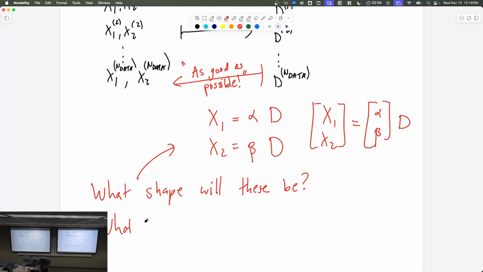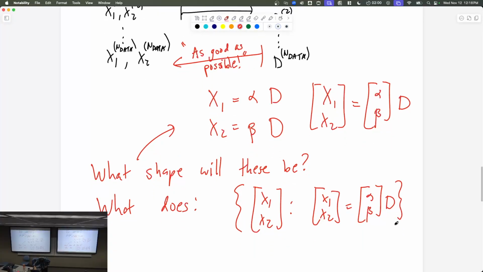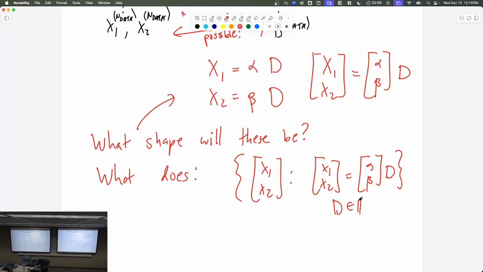In other words, what does the set of all possible x1 and x2s, such that x1, x2 equals alpha beta times d, and d is any number, look like? And so I'm going to fix an alpha beta. For some fixed alpha and beta, what does this set look like?